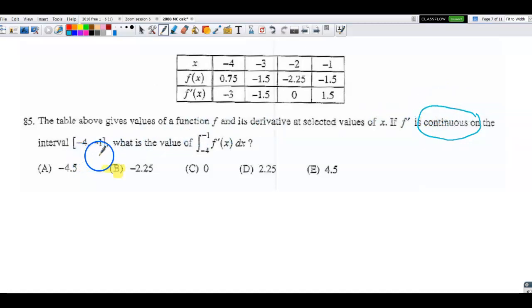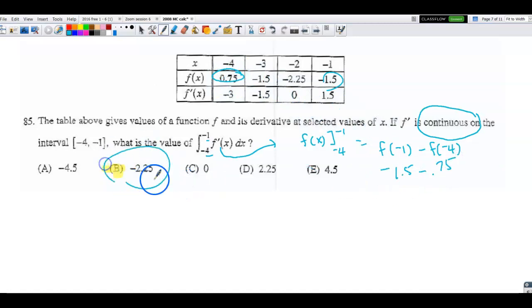On the interval from -4 to -1, what is the value of the net area accumulated from -4 to -1 of f prime? Well, if we integrate f prime, we get f back. So f original evaluated from -4 to -1, which is f of the upper bound, -1, minus f of the lower bound, -4. F of -1 is -1.5, minus f of -4 is 0.75, and you can calculate that with your calculator to be -2.25.